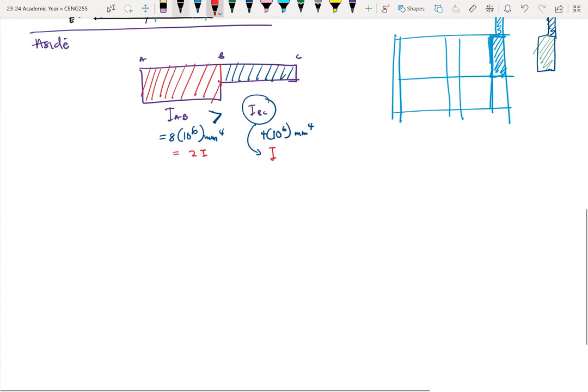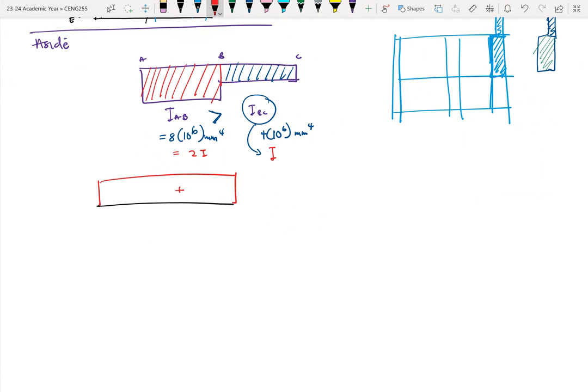Then I have my bending moment diagram. I've drawn my bending moment diagram in a different color. So this is my bending moment diagram. It's a positive bending moment diagram.